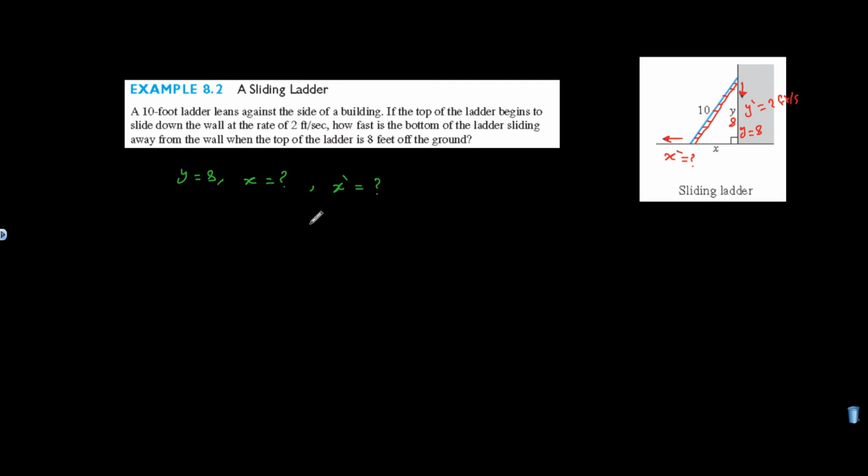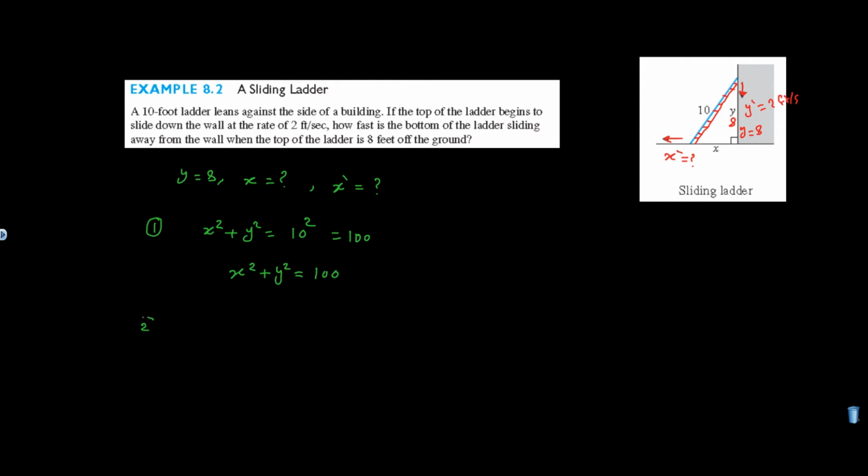Now, what is the relation? This is the first step. What is the relation between x and y? I think here is a right-angled triangle. We can write, according to the Pythagorean theorem, x squared plus y squared equals 10 squared, which is equal to 100.